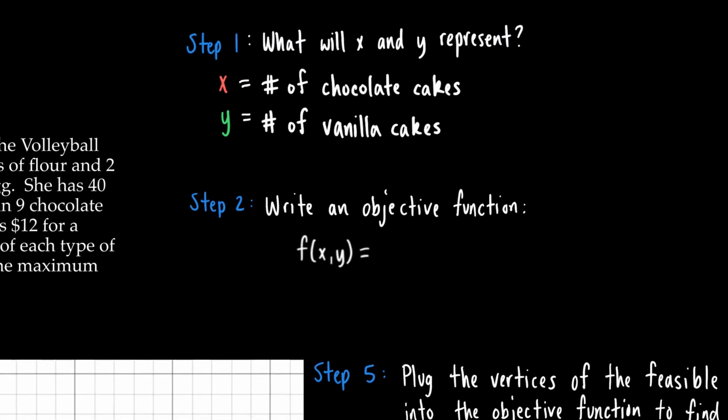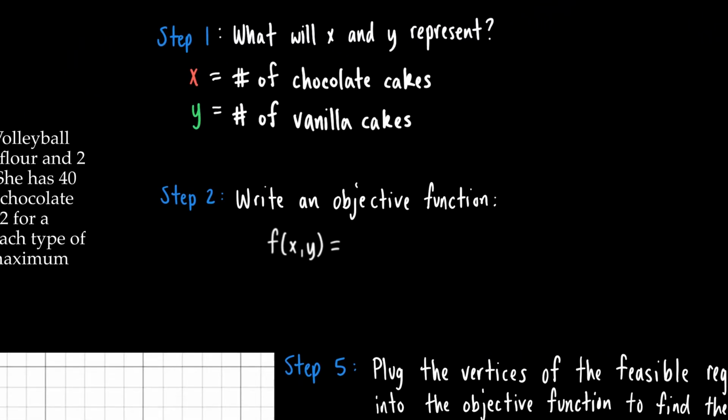So let's come over here. It's $12 for chocolate, so our objective function is going to be $12 times the number of chocolate cakes we make, which is X. And then we're going to add $9 times the number of vanilla cakes that we produce, which is Y. Okay, this is our objective function. This is what we're going to try to maximize later when we look at the corners of our feasible region, which we'll talk about. But basically, this is what we're going to try to maximize later.